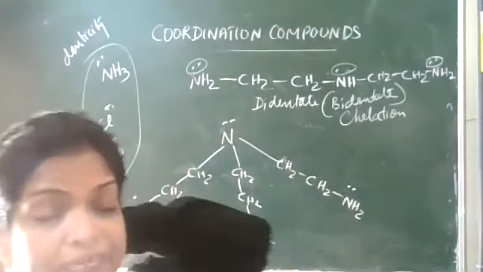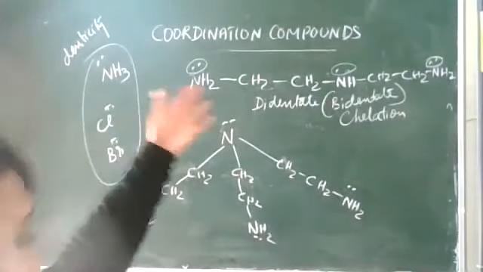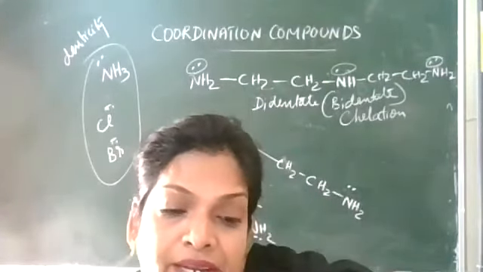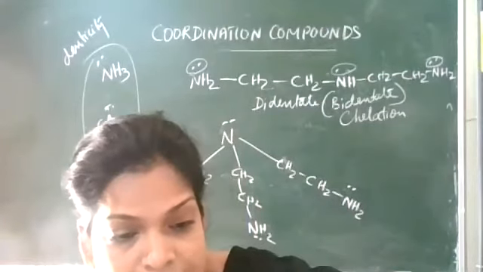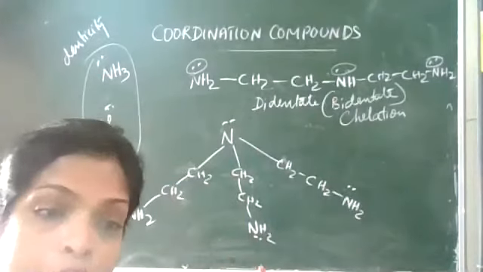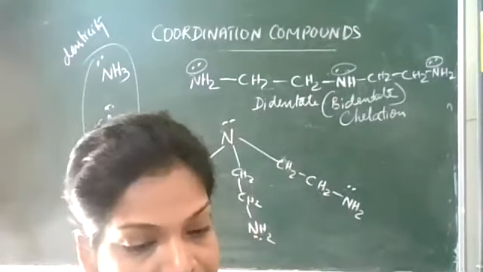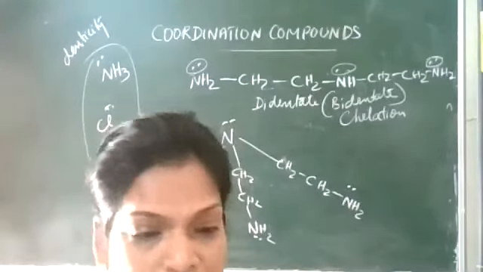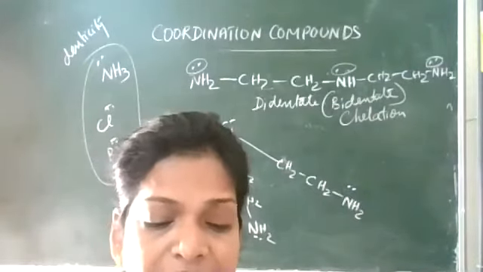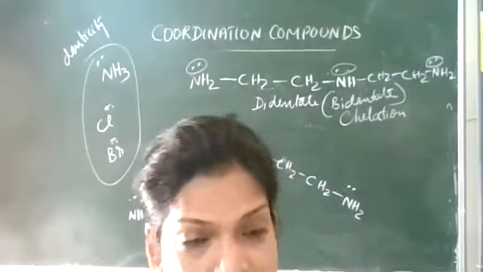Now, what is meant by a ligand? Ions or molecules bound to the central atom in the coordination entity are called ligands. Unidentate ligands or monodentate ligands, didentate or bidentate ligands, then we can say polydentate ligands: tri, tetra, etc. Polydentate ligands are bound to the central metal atom through several donor atoms.